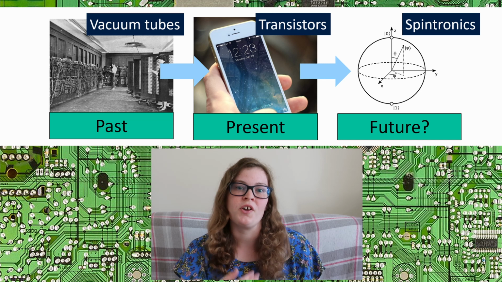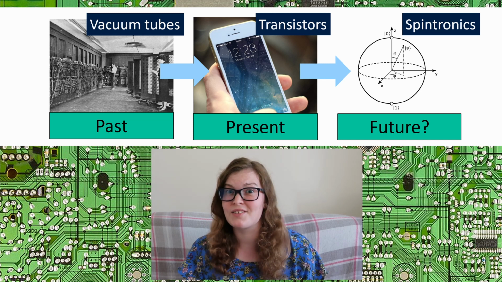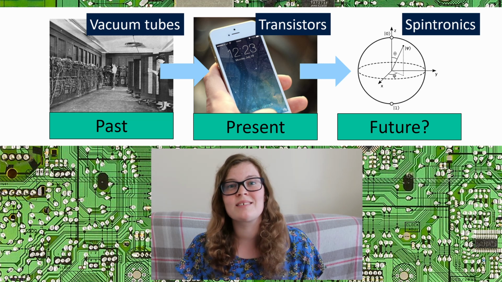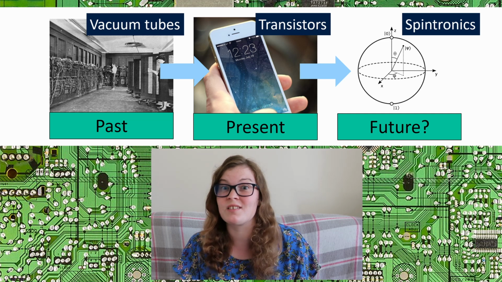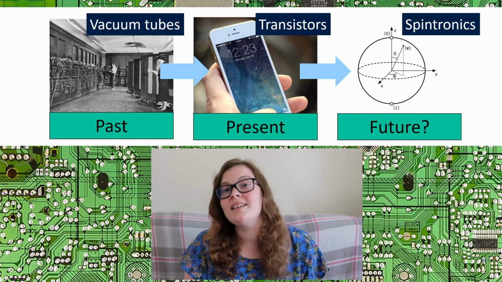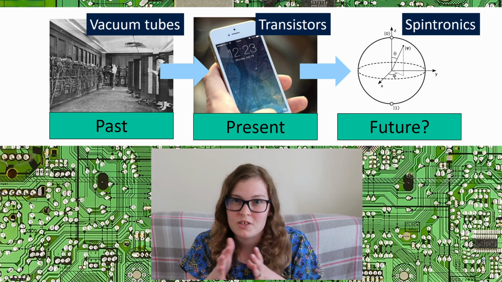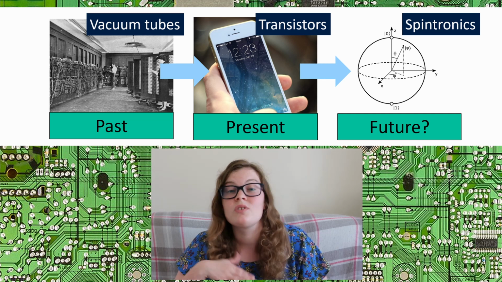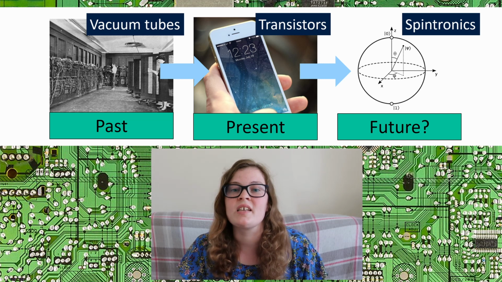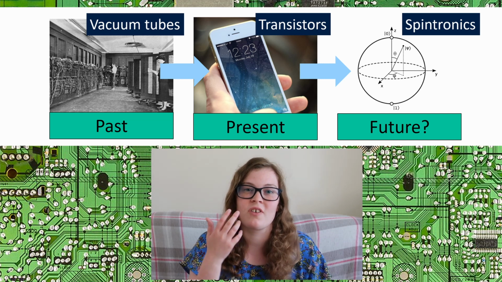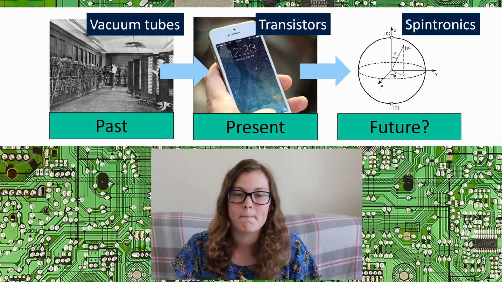These days, your phone contains hundreds of billions of transistors, but we're starting to run into some problems. These tiny transistors are starting to reach the physical limits of miniaturization. So, to combat this, physicists and engineers are looking at different ways to make transistors and logic gates.